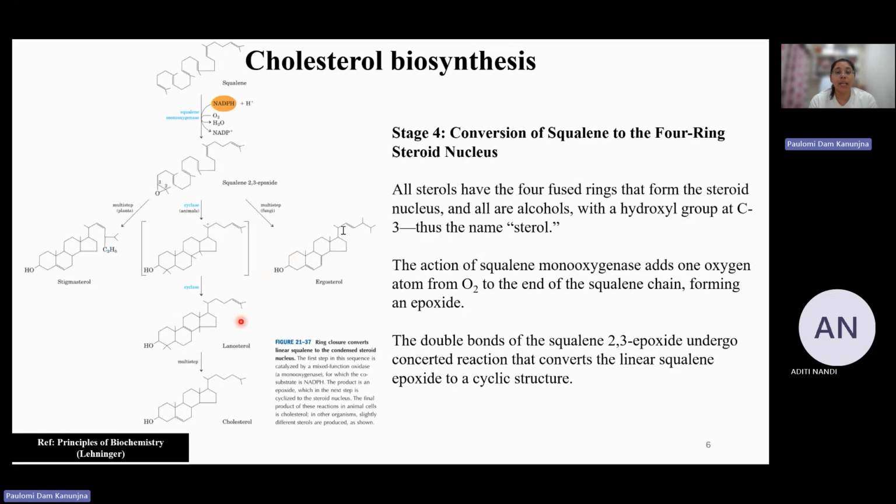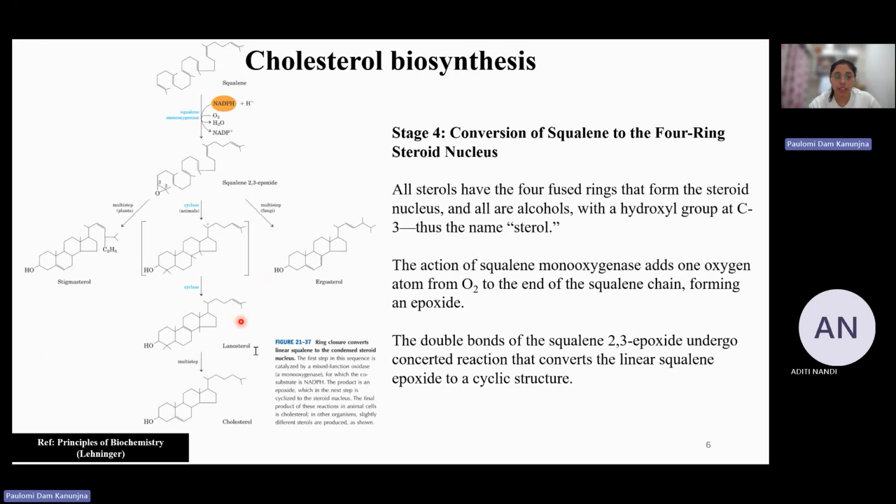Now you have your sterol here. So you have the enzyme called squalene monooxygenase. Now this enzyme adds 1 oxygen from the O2 or the oxygen molecule. So 1 oxygen is added to the squalene chain. This addition of oxygen makes it something called an epoxide, right? And this epoxide, which is also called the squalene 2,3 epoxide, undergoes several reactions. Concerted reaction means several reactions together. So several reactions cyclize the entire structure, and this gives rise to the steroid nucleus that we are talking about. Okay.